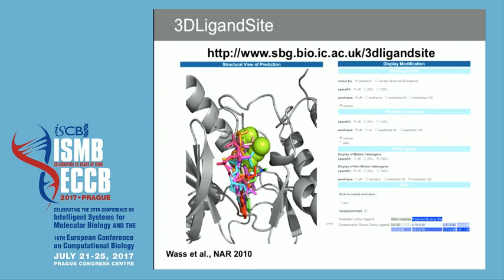3D ligand site from Mark Wass. This incorporates the idea of where a ligand is likely to bind on your predicted structure, so you can go from Phyre straight into this prediction, and that is based on using homologous proteins and finding clusters of ligands. So in the same way that Phyre uses homologous structures to build the model, you can also use homologous structures to identify where the ligand binding site is.